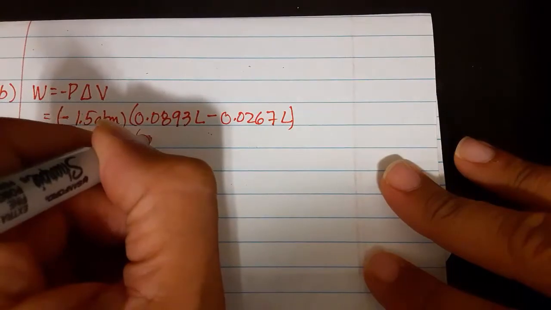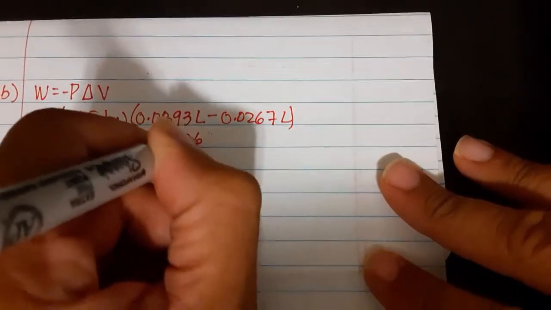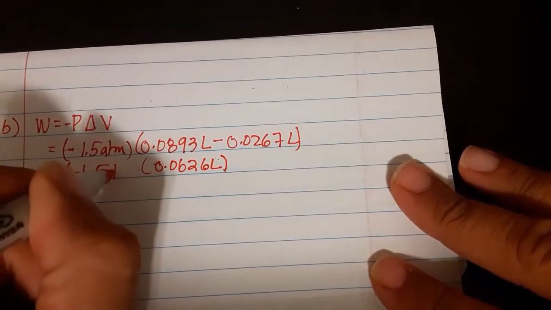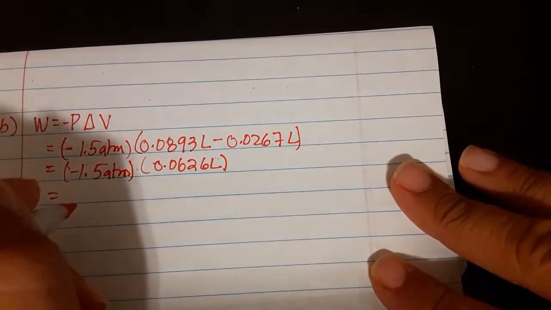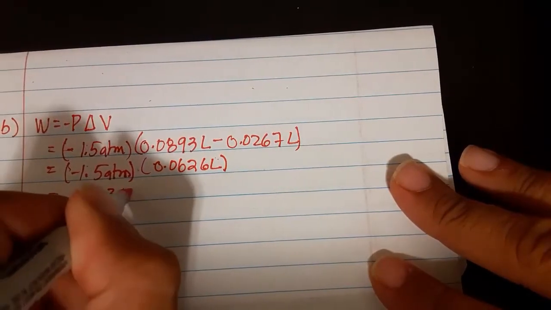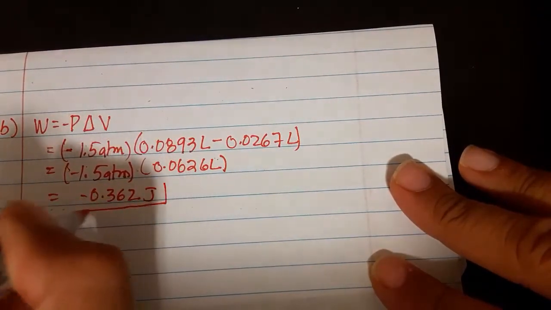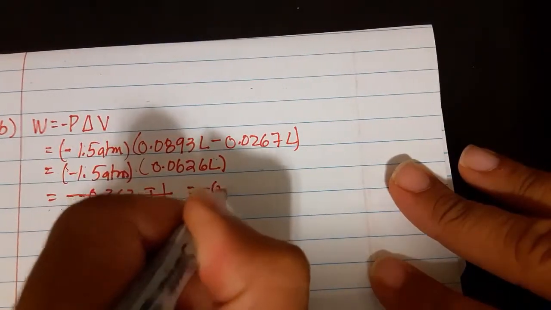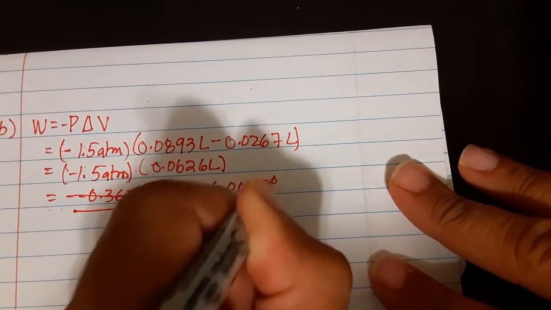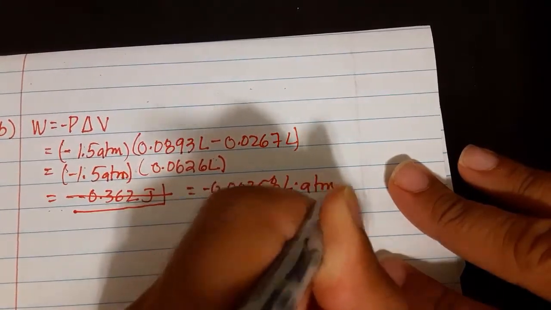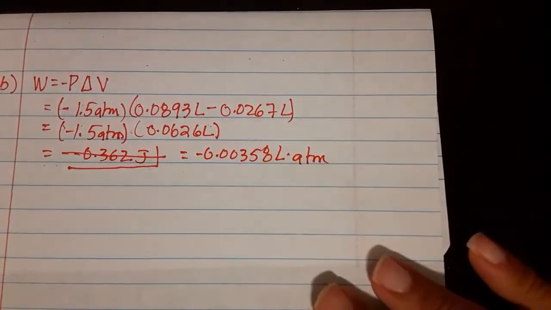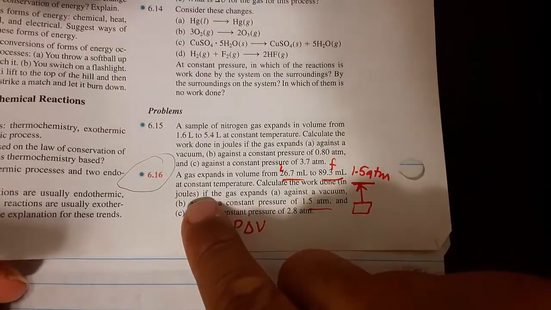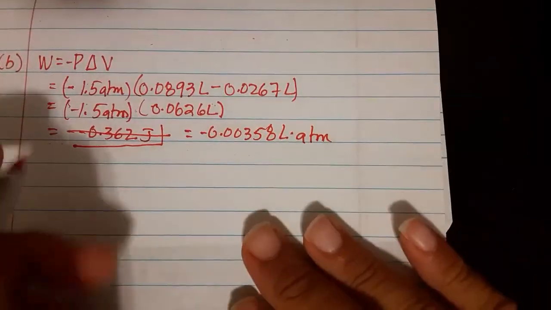On my calculator, I'm getting 0.0626 liters. And that times minus 1.5 atmospheres gives me minus 0.0939 liters atmosphere. Okay. So the problem, if you remember, asks us to solve the problem in units of joules. So our units are liters atmospheres.